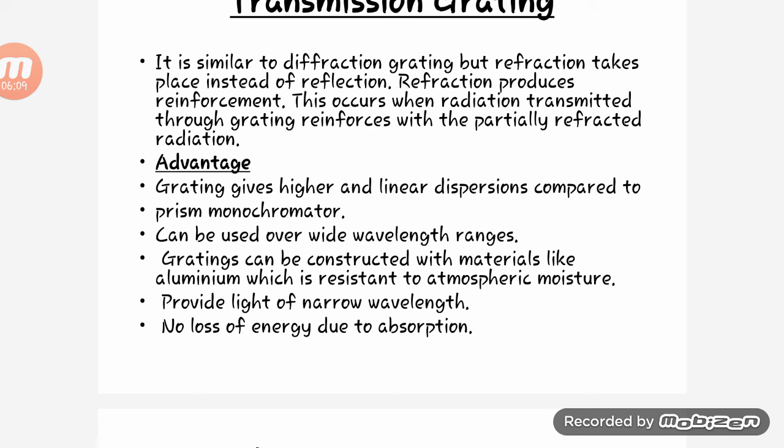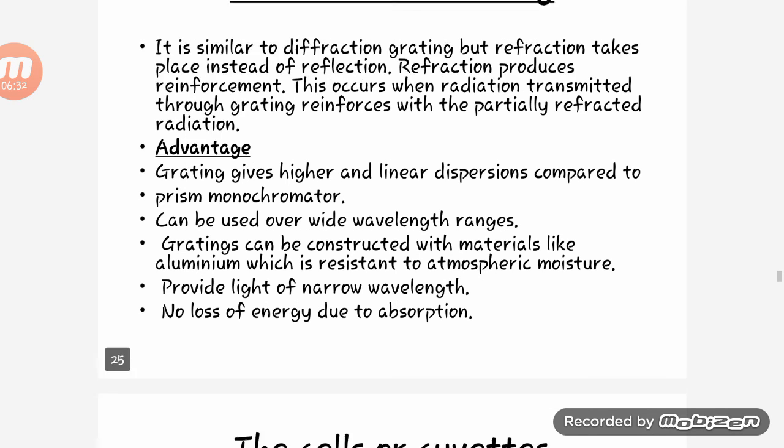The advantage is that grating gives high and linear dispersion compared to prism. Monochromator can be used over a wide wavelength range. Gratings can be constructed from material like aluminium, which is resistant to atmospheric moisture, provide light of narrow wavelength, with no loss of energy due to absorption.